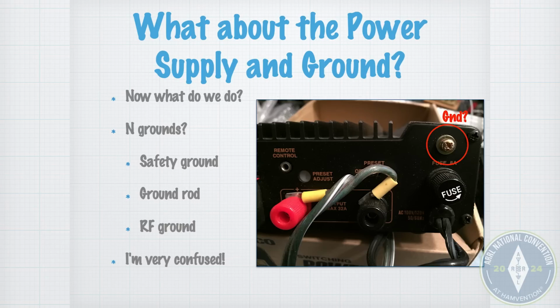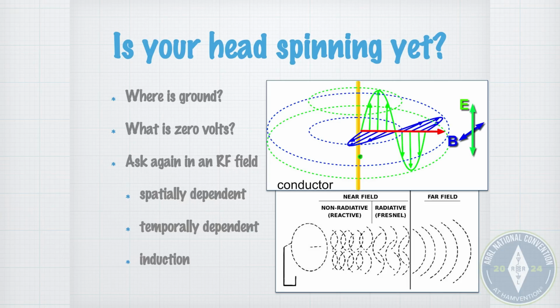I'm just confused. Is your head spinning? Because mine is. You're in this field that's changing with time, changing with position. Where is 0 volts? I'm not really sure where that is. It's spatially dependent. I can move over here and it's all different. Even in whatever fields are coming from the radio in my MacBook here, I don't know where I am. Currents can be induced in places, and I'm not sure where they're going to land or how big they're going to be. And so I'm just really confused.